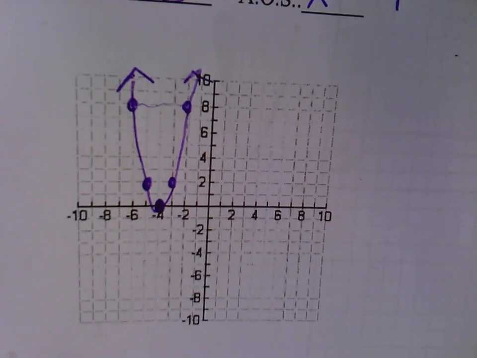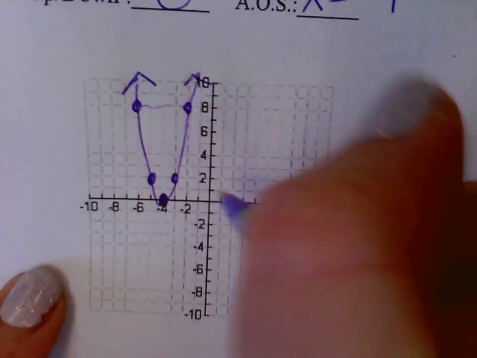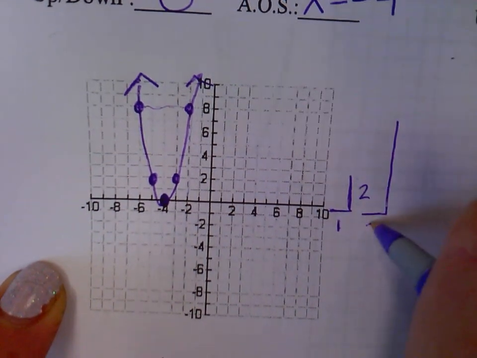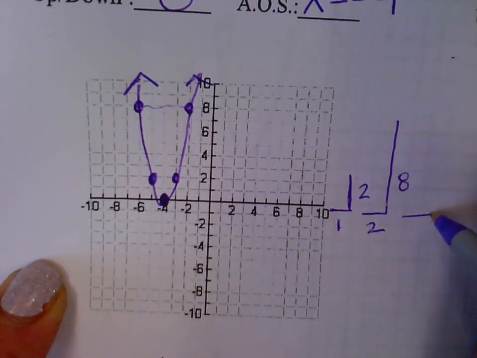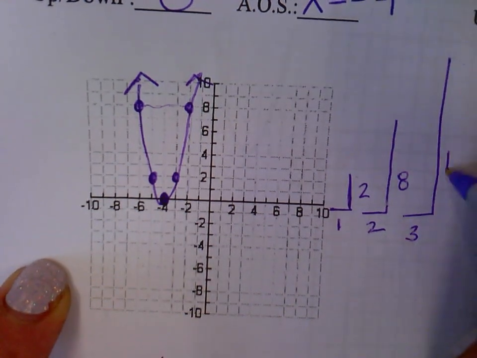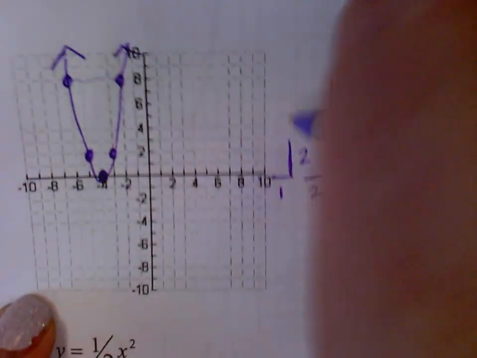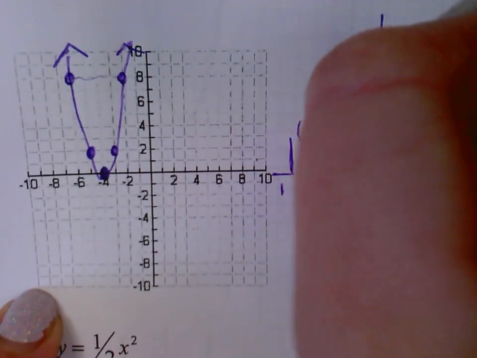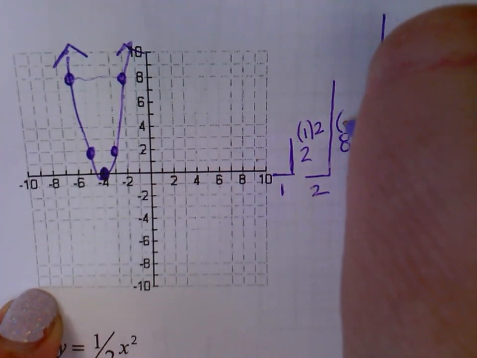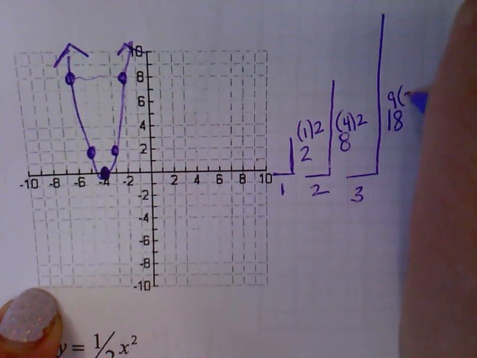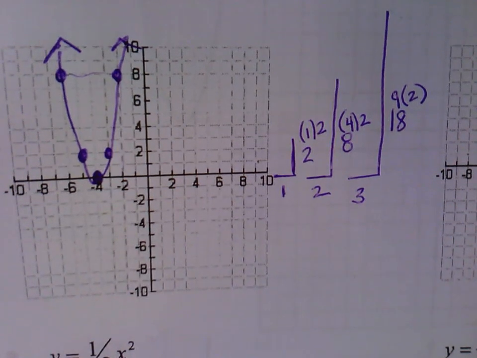So we're going to add this in a second to our resource page. This time we went over 1, up 2, and we went over 2, up 8. If I wanted to go over 3, I would have to go up 18, right? Because it's really 1 times 2, and it's really 4 times 2, and it's really 9 times 2. So I'm doubling the normal height of the parabola.